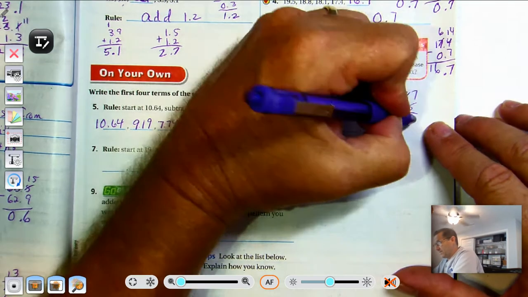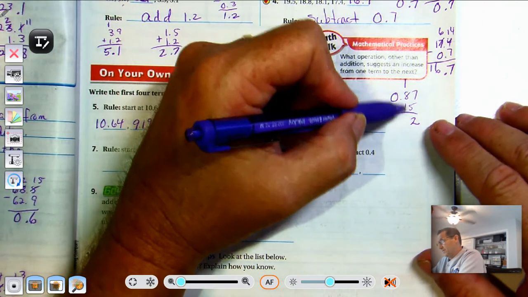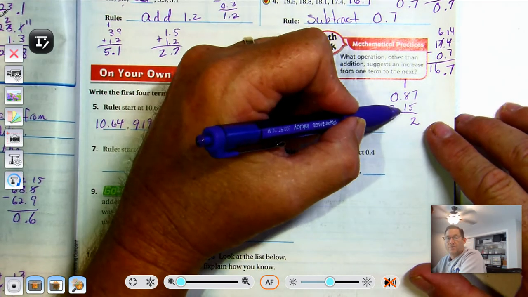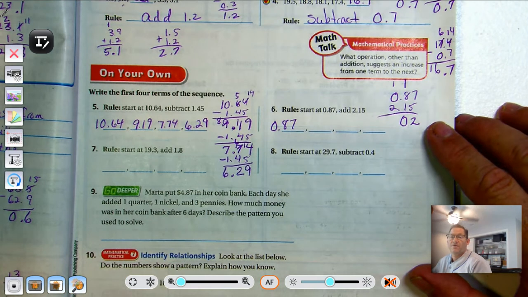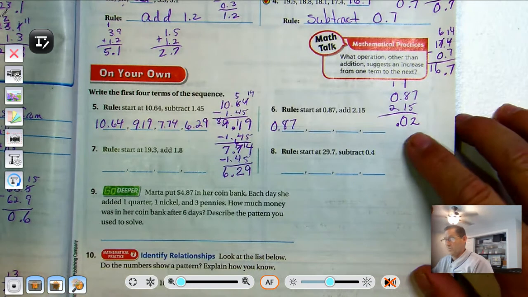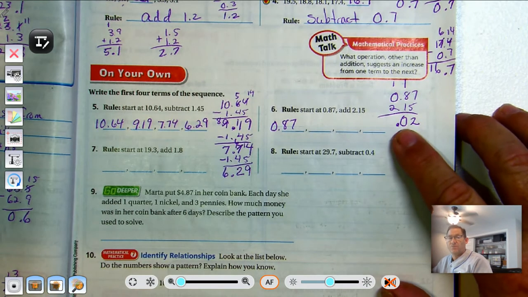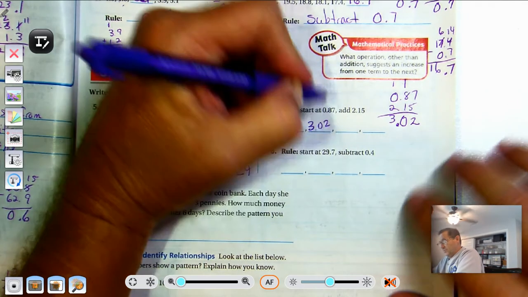All right, 7 hundredths plus 5 hundredths is 12 hundredths. Regroup that as 1 tenth and 2 hundredths. 8 and 1 is 9 tenths, plus the regroup tenth is 10 tenths. Regroup that as 1 whole and 0 tenths. We're moving over to the 1, so add your decimal point. 2 and 1 is 3, so 3.02.